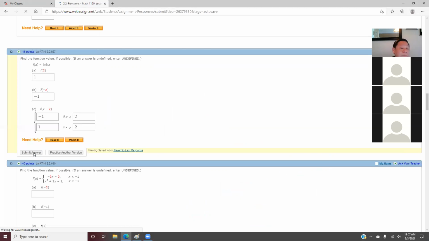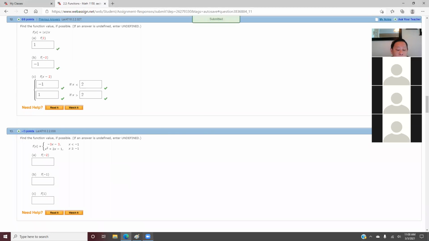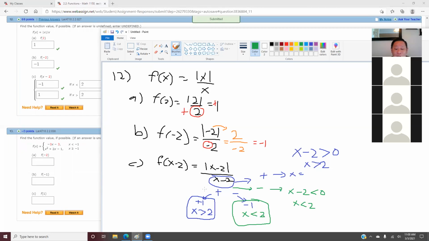Sunu, are you okay with that? Yep. Okay, so make sure when you do this, the denominator is the one that determines the plus or the minus sign.